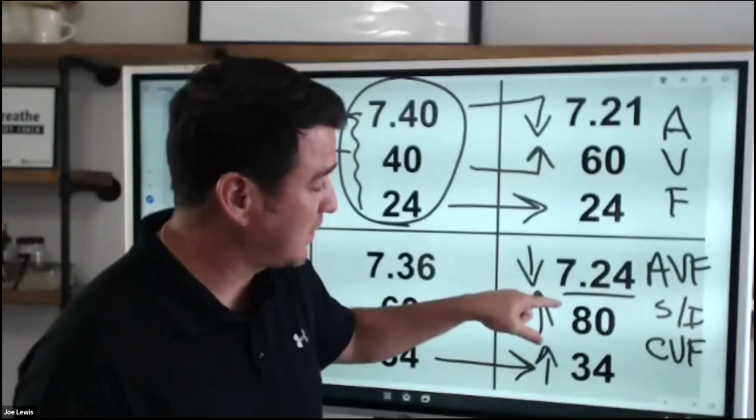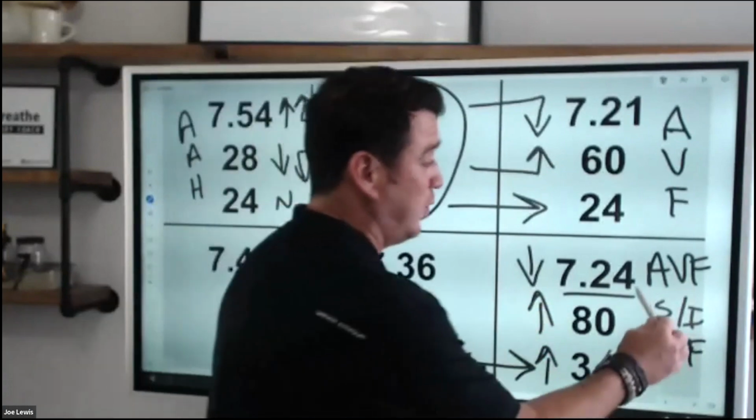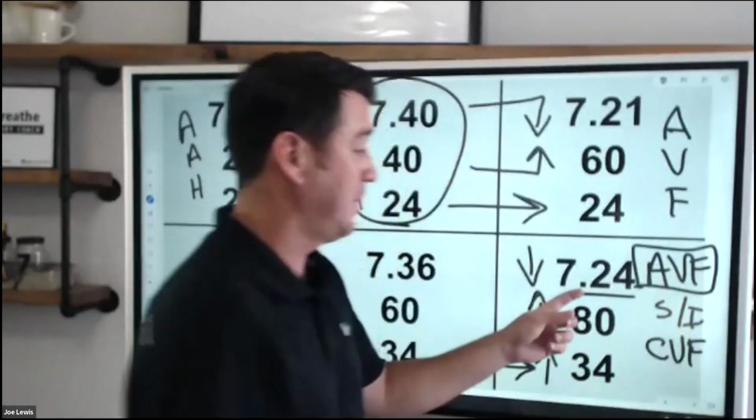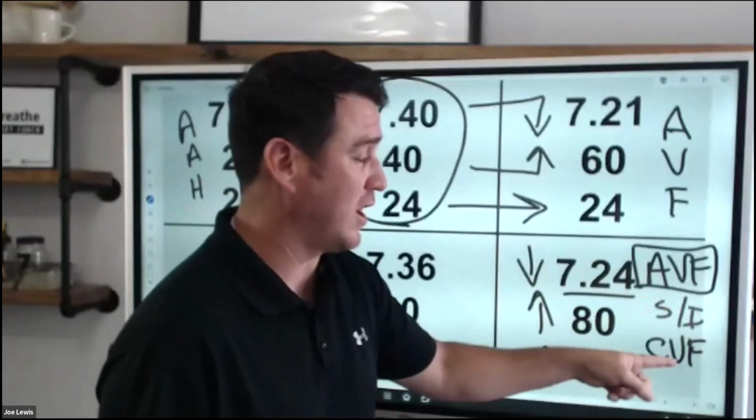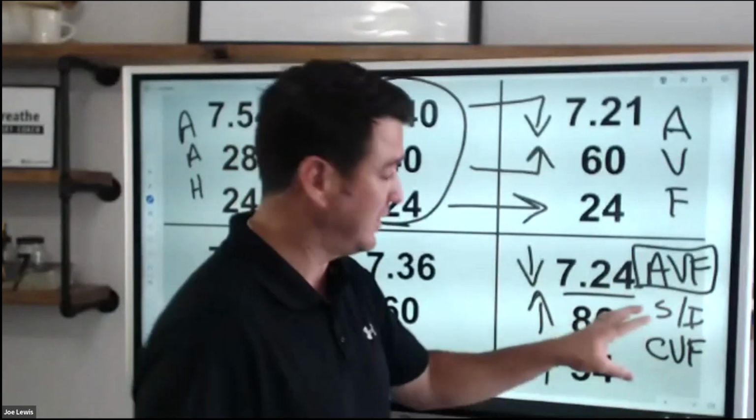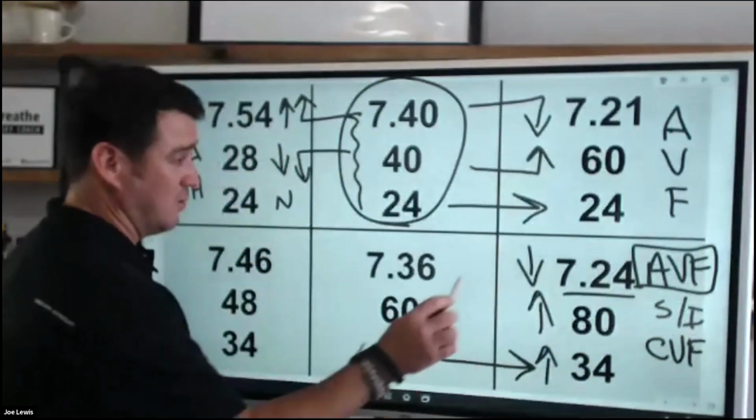We know we need to help this person get rid of that CO2 because we have an acute problem superimposed on a chronic problem. So this is interesting. So keep that in mind.